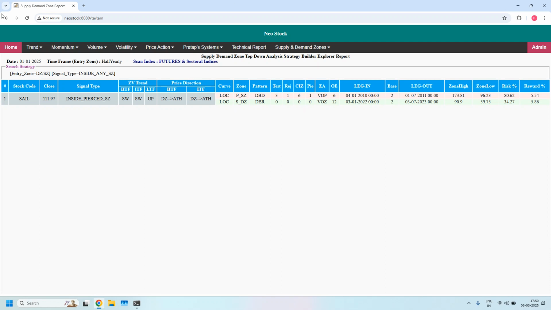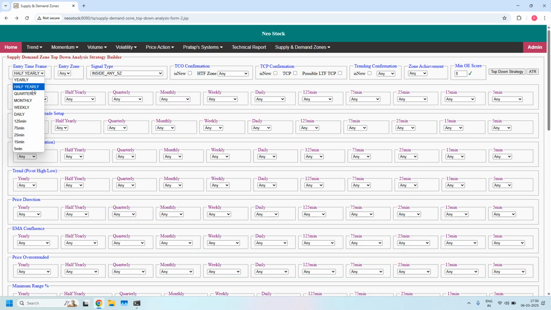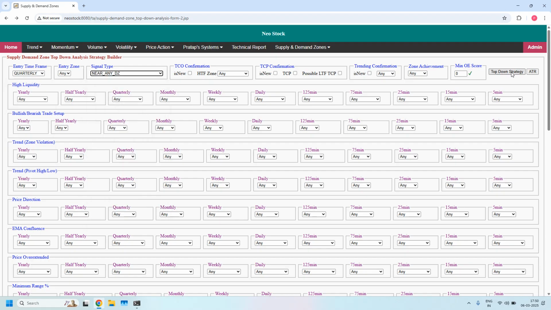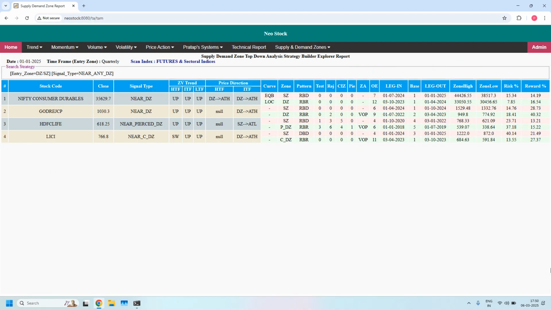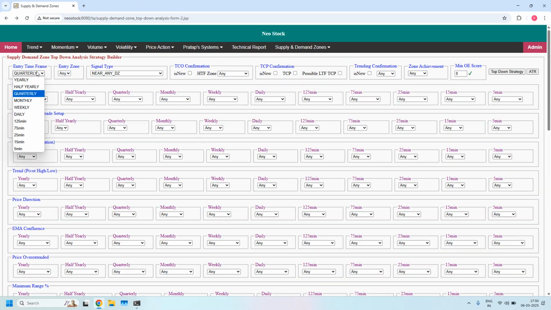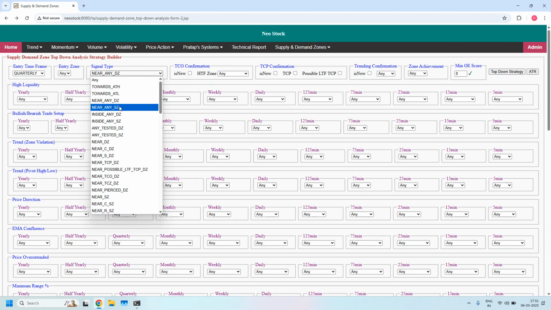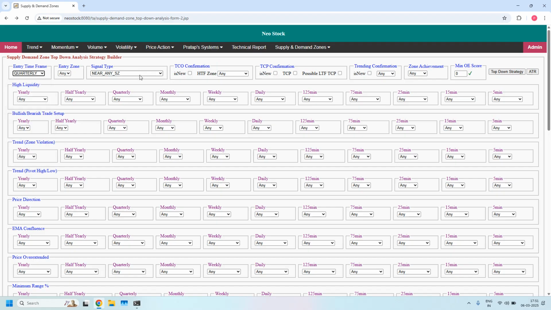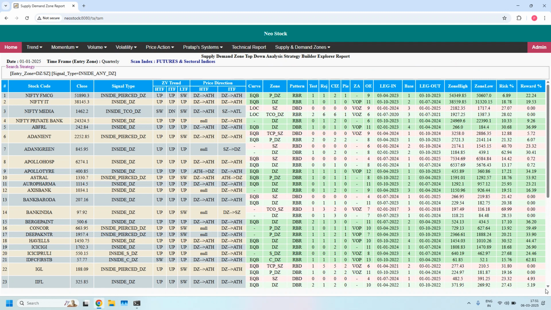Okay, next time frame is quarterly. Stocks near quarterly demand zone, we got 4 stocks. Next, quarterly time frame, stocks near quarterly supply zone, we got 6 stocks. Next, quarterly time frame, price closed inside the quarterly demand zone, we got a big list.